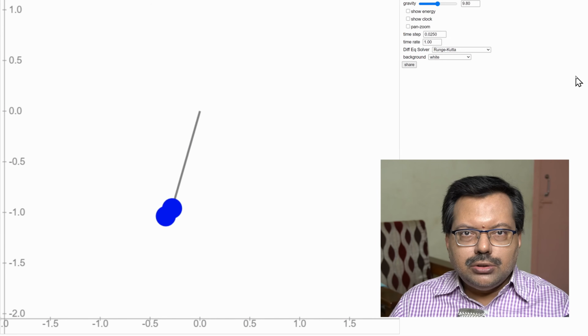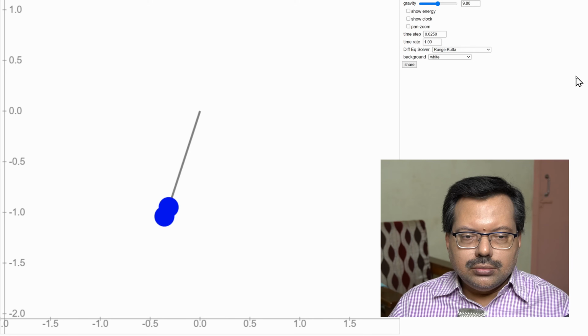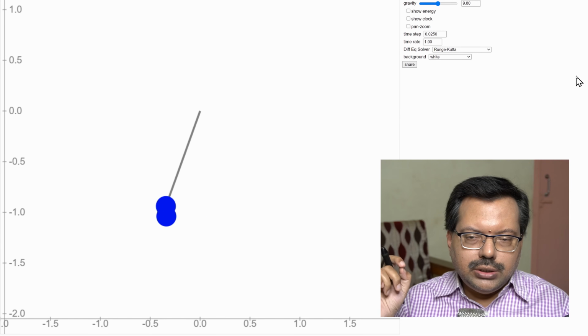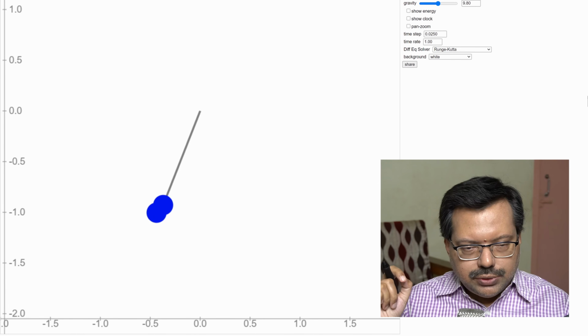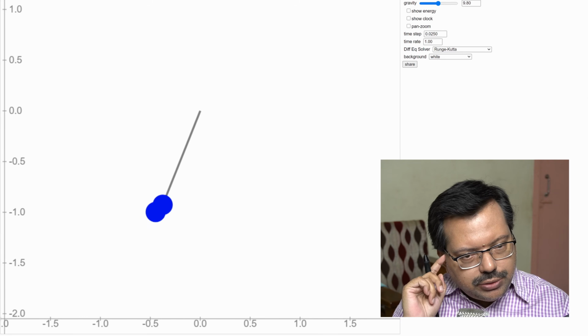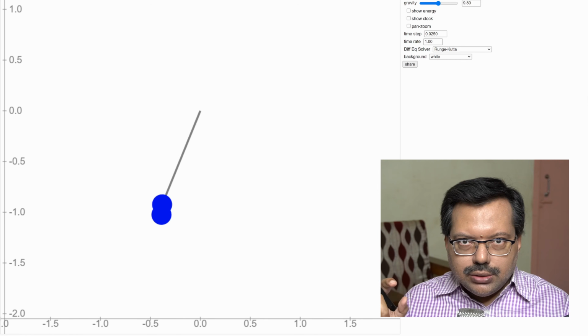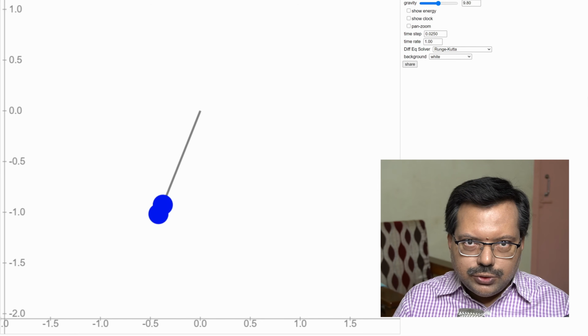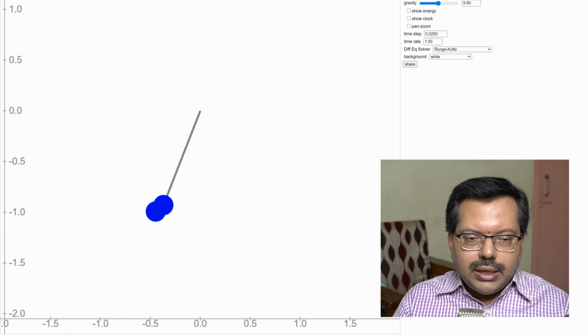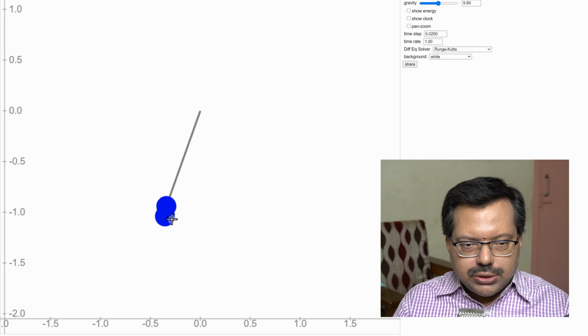Here you are able to see the oscillation of a simple pendulum. The small deviation that we are planning to make is that you attach a small balloon. You take a gas filled balloon and attach it to the bob. That's what you are seeing here.